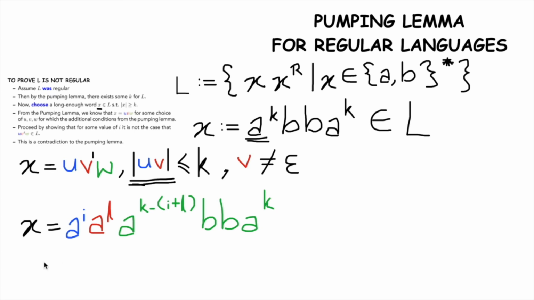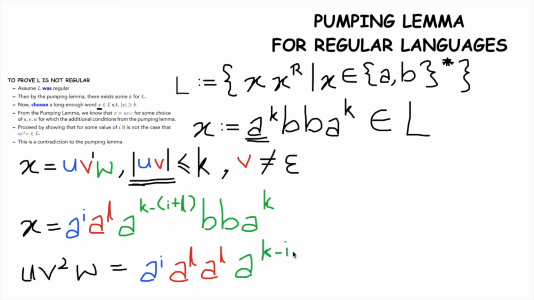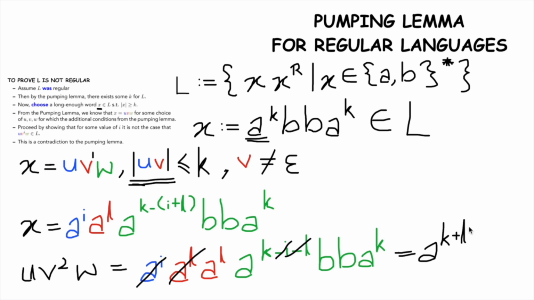So u v to the power 1 w is a to the i, a to the l, a to the k minus i plus l, b b a to the k. If we pump this word up to get u v squared w, it will equal a to the i, a to the l twice, a to the k minus i minus l, b b a to the k. We can again cross off a to the i with minus i and a to the l with minus l, leaving us with a to the k, a to the l, b b a to the k, which we can simplify to a to the k plus l, b b a to the k.